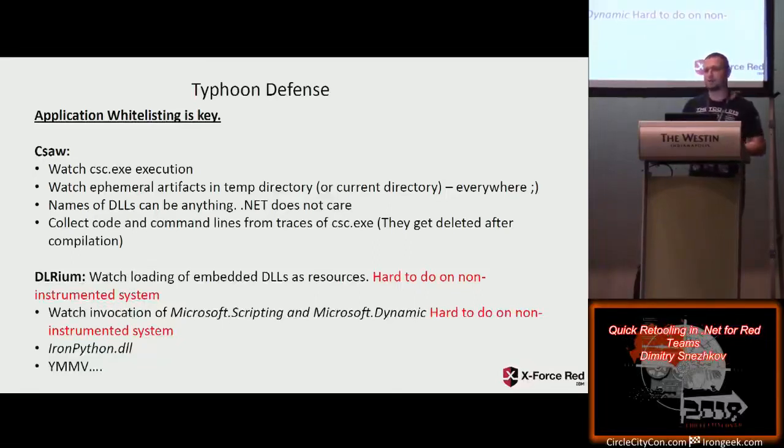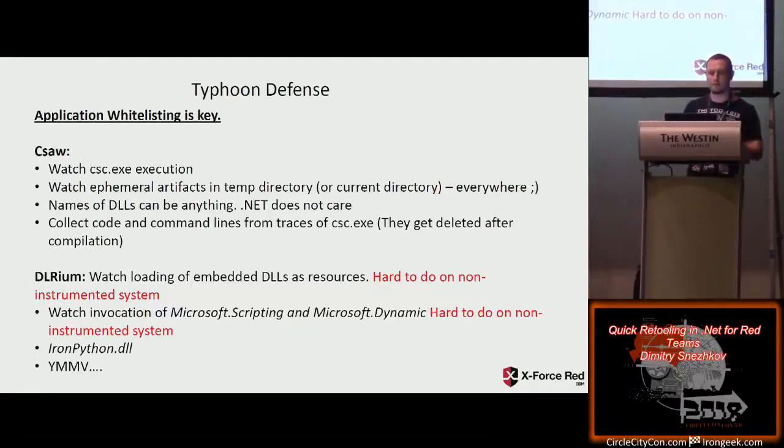Beyond that, if you are not able to do so, then for the Seesaw part of it, you need to watch for csc.exe execution or artifacts, okay? Because the code gets compiled and leaves artifacts. So you watch for those ephemeral artifacts in temp directories. You do not rely on DLLs being DLLs. You also need to understand that they can be net modules, so you can actually somehow fingerprint them. DLLs for .NET don't have to be .dll, they can be .temp, right? So don't rely on your fingerprinting by names. Collect code and command lines from traces of csc.exe to see what actually is being compiled and what the attacker is trying to do.